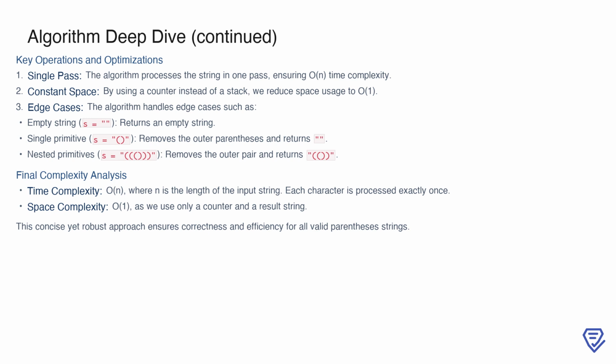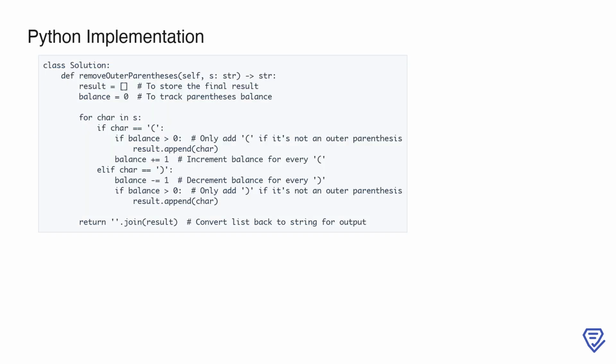This Python implementation solves LeetCode problem number 1021, Remove Outermost Parentheses, using a simple and efficient algorithm. The function takes a valid parentheses string s and removes the outermost parentheses from each primitive substring. We start by initializing an empty list, result, to collect the characters that will make up the final result. Additionally, we use a variable, balance, to track the nesting level of parentheses. This variable is incremented for every opening parenthesis, and decremented for every closing parenthesis.